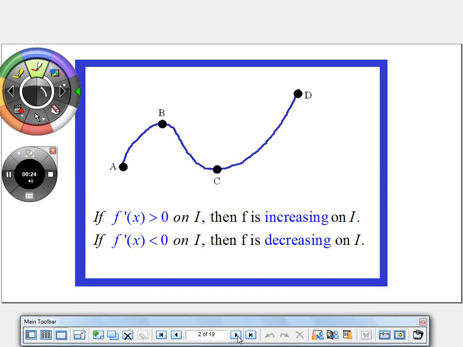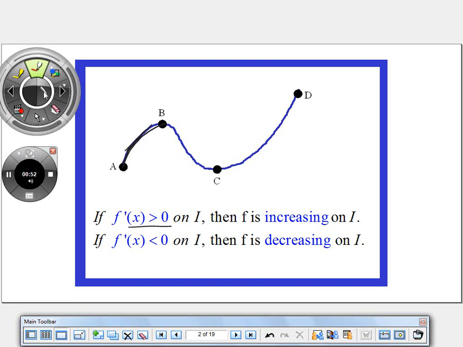So if you find out on a particular interval that the first derivative is greater than 0, then that tells you how the function is changing. So if the rate of change is positive, then we know that the function is actually going up. And that makes sense. If we look from A to B, we notice that the function is increasing, and we also know that the slope of the tangent line the whole time is positive. So that would always be the case whenever it's going up.